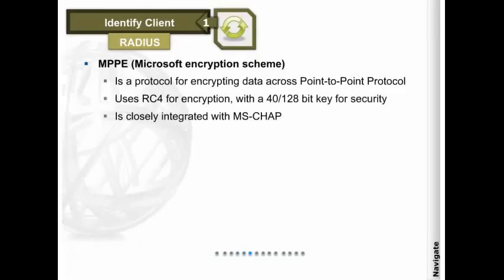Microsoft Point-to-Point Encryption is a protocol for encrypting data across Point-to-Point Protocol and virtual private network links. It uses the RSA RC4 encryption algorithm. MPPE supports 40-bit, 56-bit and 128-bit session keys, which are changed frequently to improve security. The exact frequency that the keys are changed is negotiated, but may be as frequent as every packet.